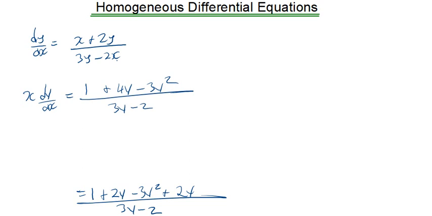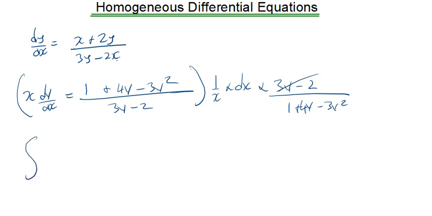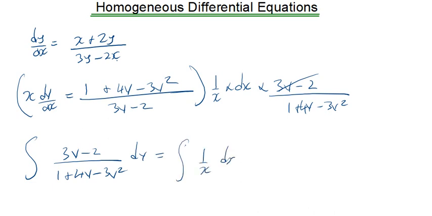Okay, so now we can do the separation of variables where I've reached at this stage. So I can multiply both sides by 1 over x, also multiply by dx, also multiply by the reciprocal of that one, which is already in terms of v. So that's just 3v minus 2 over 1 plus 4v minus 3v squared. So observe that this goes and that goes, and we do the same. So you're just going to get the integral of (3v minus 2) divided by (1 plus 4v minus 3v squared) dv is equal to, here we are going to have what? The integral of 1 over x dx.